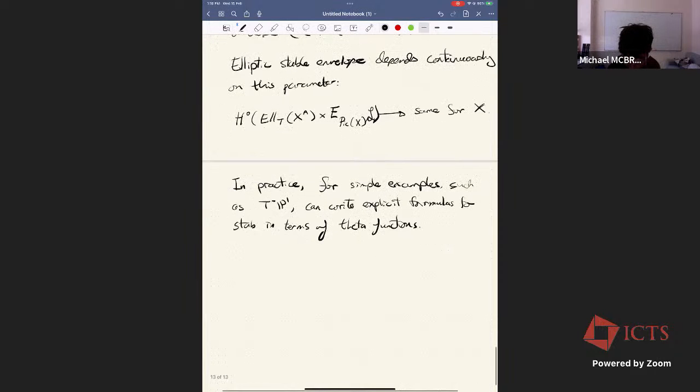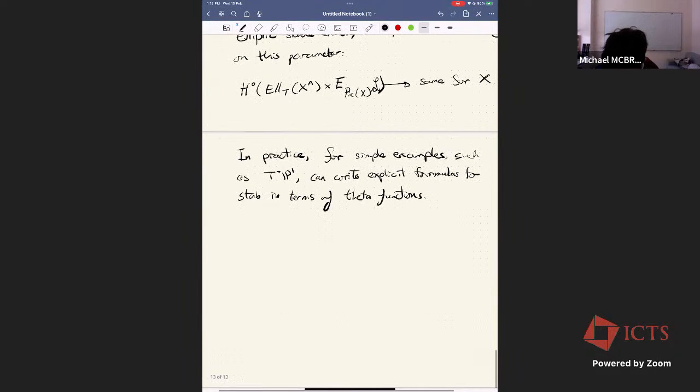Okay, so I'm running out of time. I'm very much running out of time. 50 minutes past. So let me just say, we advertise an application to quasi-maps. This was sort of the original one.